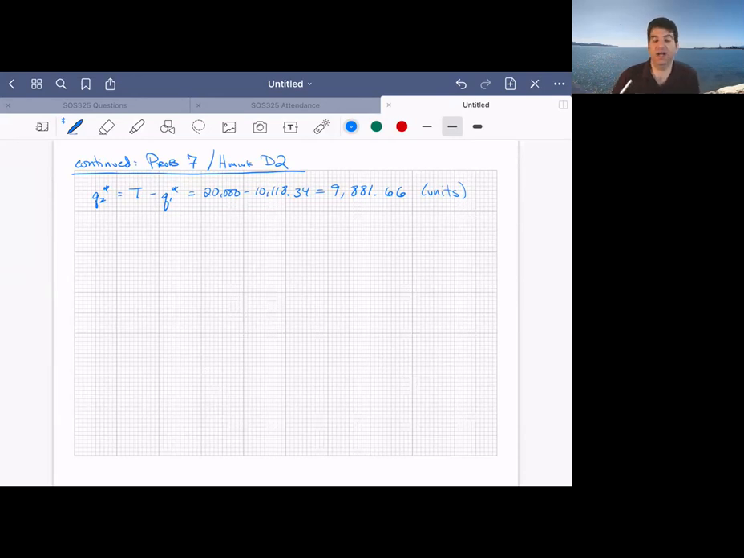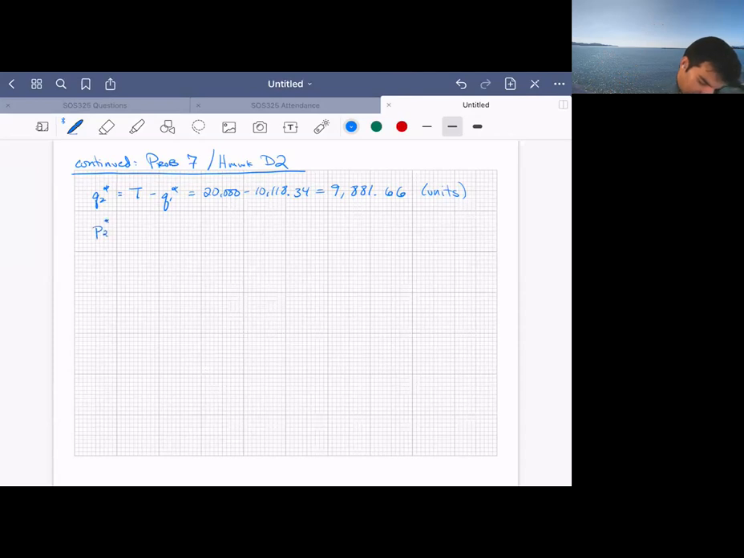So if my discount rate was 100%, I'd sell none later because I don't value anything later. It's just best for me to sell it now. If my discount rate was 0%, then I would split things equally. I would sell the same amount now and the same amount later. All right, so that was Q2.